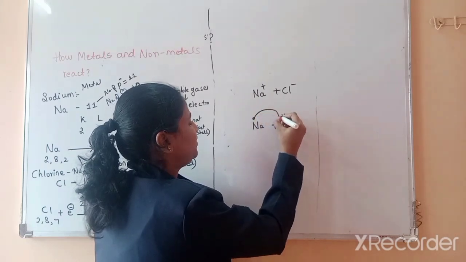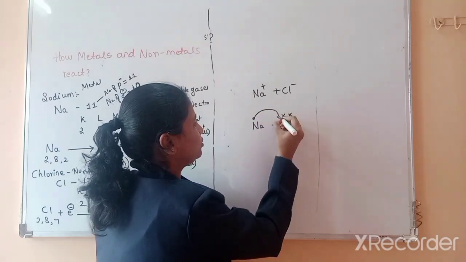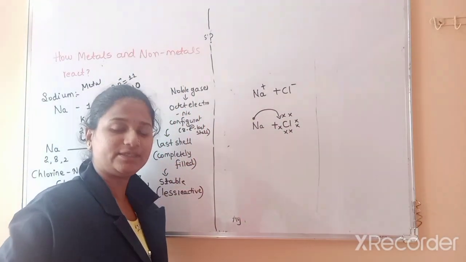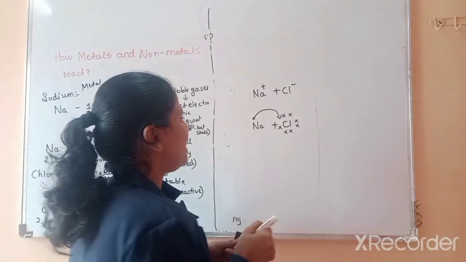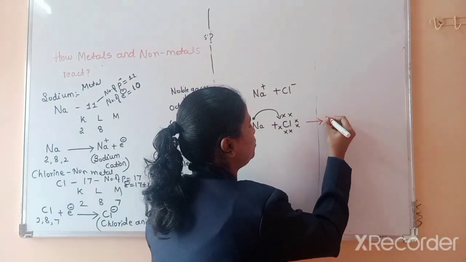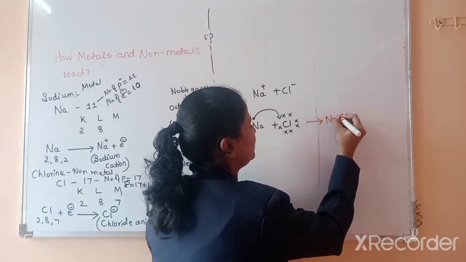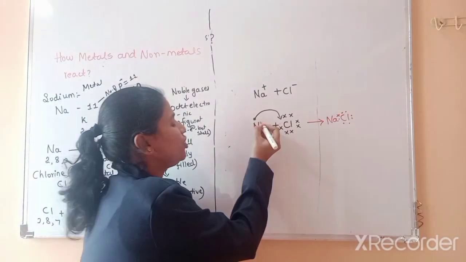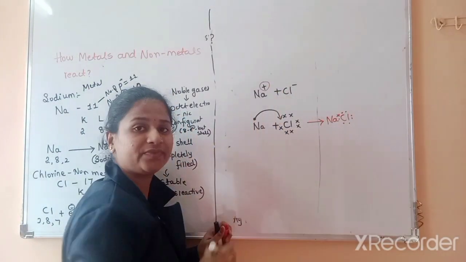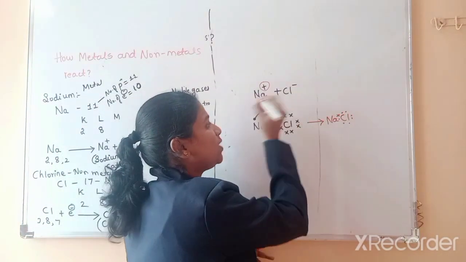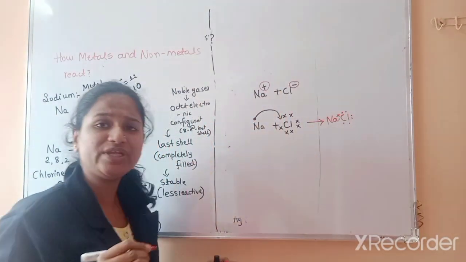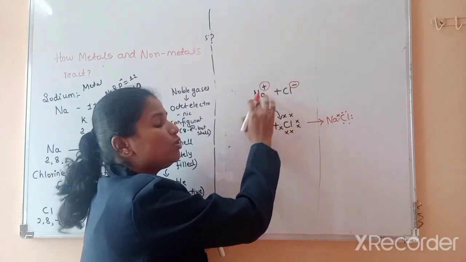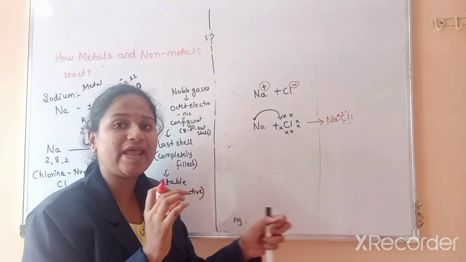Na will give 1 electron to chlorine. So what happens there? Na will lose an electron, Cl will get 1 electron. Losing 1 electron, sodium gets a positive charge. As it gains 1 electron, chlorine gets a negative charge. So both are opposite. These opposite charges will attract one another.